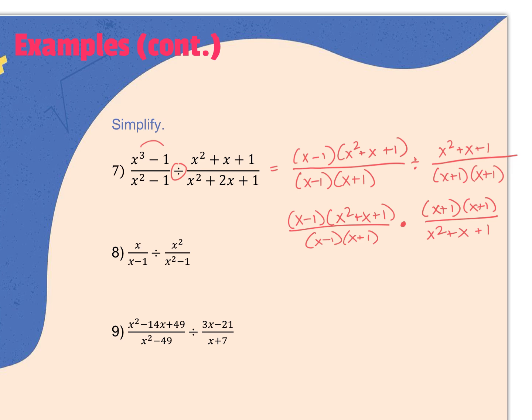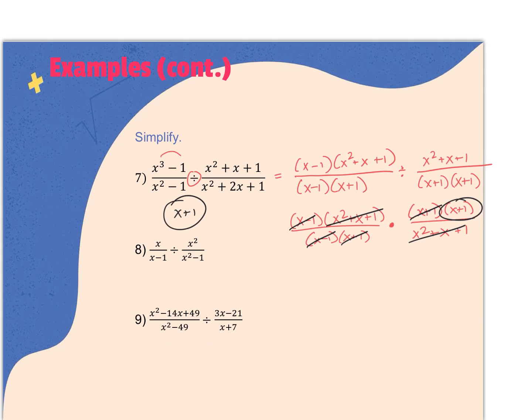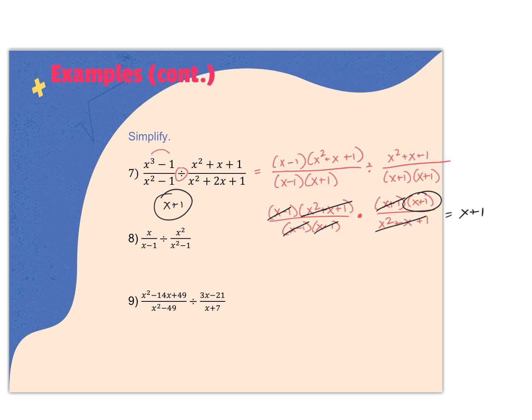And so now I'm ready to just start the canceling process, which again I think is the fun part. So x minus 1, x minus 1, x plus 1, x plus 1, x squared plus x plus 1 right there. And notice that you're left with just x plus 1. So your solution to this problem is x plus 1. And that's it. And then we go to a couple more.